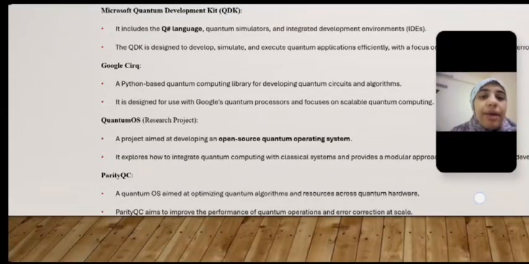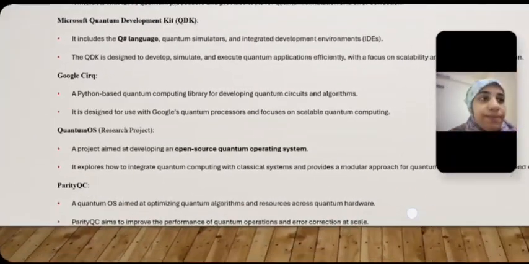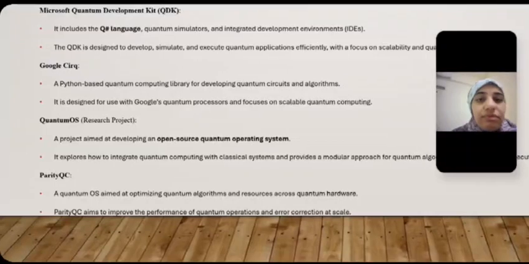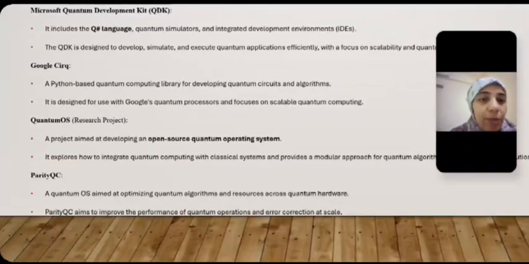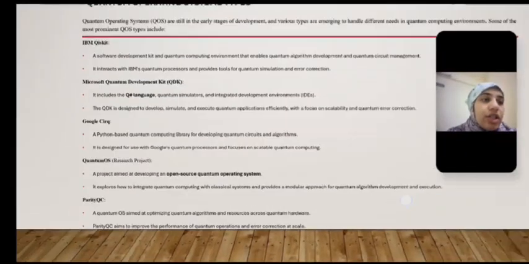Last thing, the ParityQC. A quantum OS aimed at optimizing quantum algorithms and resources across quantum hardware. ParityQC aims to improve the performance of quantum operations and error correction at scale.